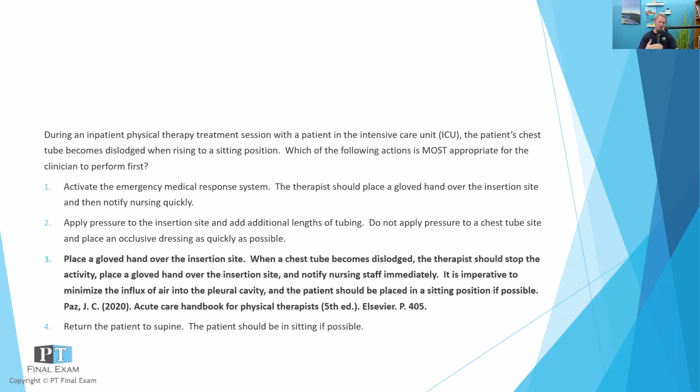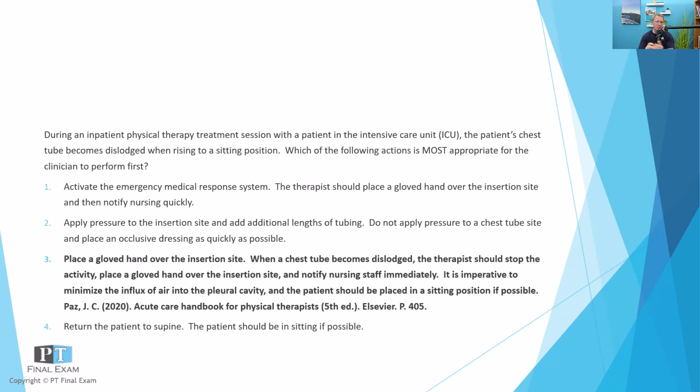Again, this puts the lungs at the best advantage possible. It keeps all the fluid down low. It doesn't permit the chest from filling with air as quickly as it would if you were supine. So being in a seated position would be ideal. So returning to supine would be ill-advised. So of these answer options, when you have dislodged the chest tube, here's the order of events. You want to stop the activity, place a gloved hand over the insertion site, notify the nursing staff, and try to help the patient stay in sitting if possible.